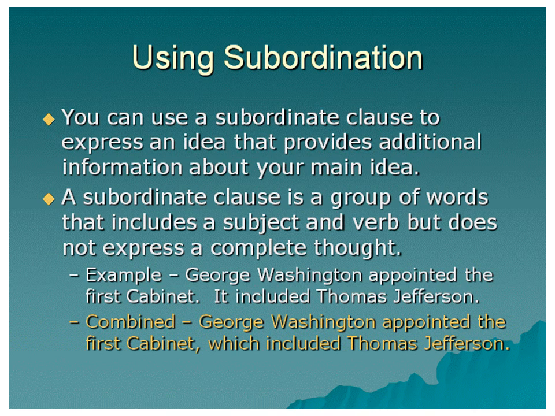It included Thomas Jefferson. When we combine these two, we get the sentence, George Washington appointed the first cabinet, which included Thomas Jefferson. We have taken the information, which included Thomas Jefferson, from the second sentence, but in this case, it is a subordinate clause in the combined sentence. That piece cannot stand alone. It does not express a complete thought.